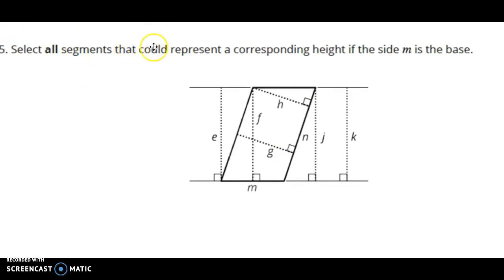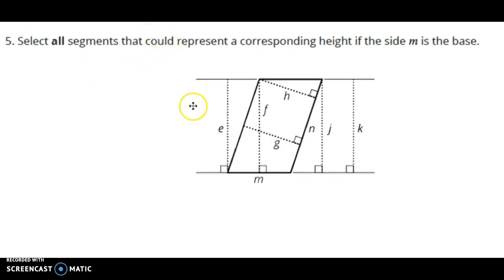5. Select all segments that could represent a corresponding height if the side M is the base. Okay. So here is my base M. I know that my height has to be a straight line at a right angle from my base. So right away, I'm going to cross off N. That's not at a right angle from my base. G is not at a right angle from my base. H is not at a right angle from my base.